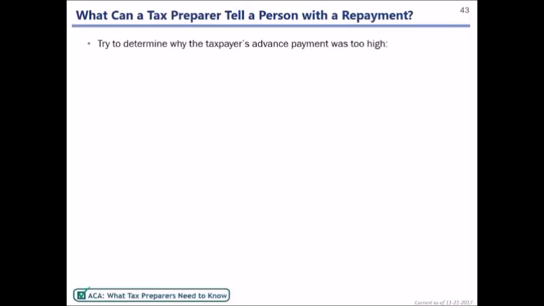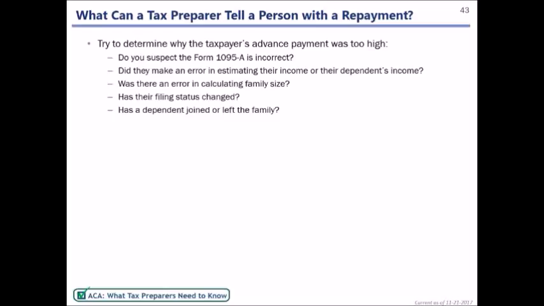If someone does have a high repayment, it's a sort of gut-wrenching situation, but there are some things you can talk about. First, I usually determine why the taxpayer's advance payment was too high. Maybe the 1095-A is just wrong. So start there. Does the 1095-A make sense to you? If not, let's figure out what's wrong about it. Let's call the marketplace. Maybe they made an error at the beginning of the year in estimating their income or their dependents' income, and that meant that they had a high repayment on their tax return.